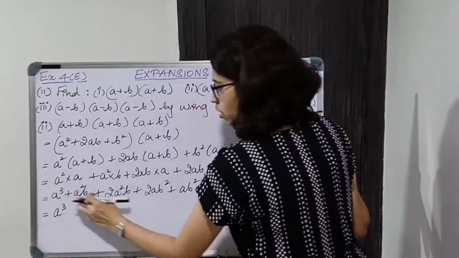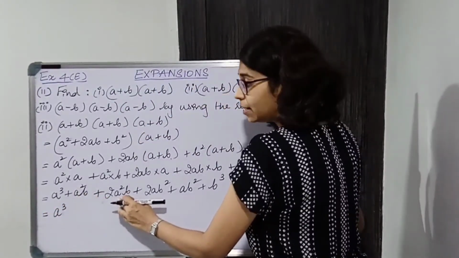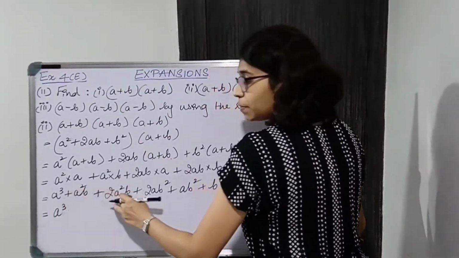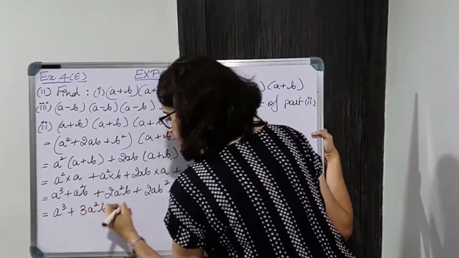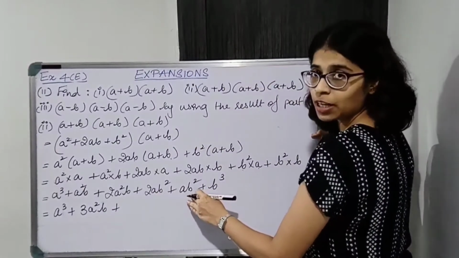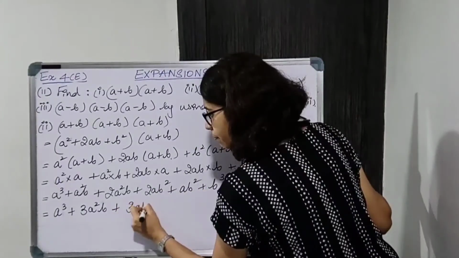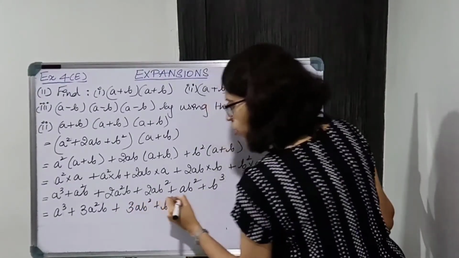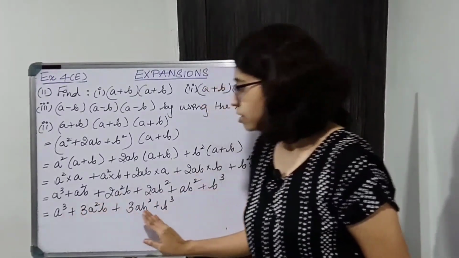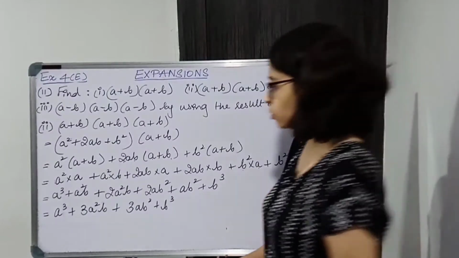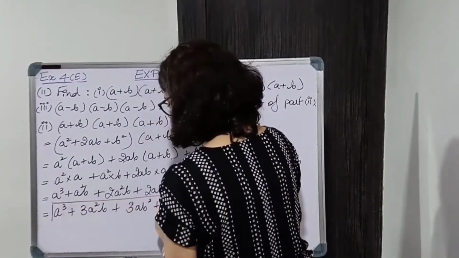So A cube, A square B plus 2A square B, they are like terms. So 1A square B plus 2A square B will give 3A square B. 2AB square plus 1AB square will give 3AB square plus B cube. Okay, so we got this expanded form. Box this.